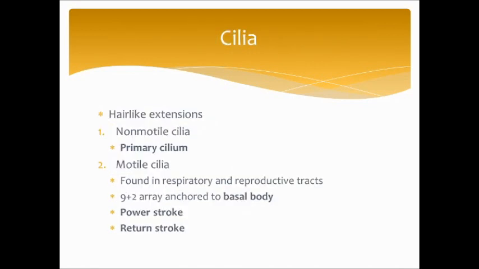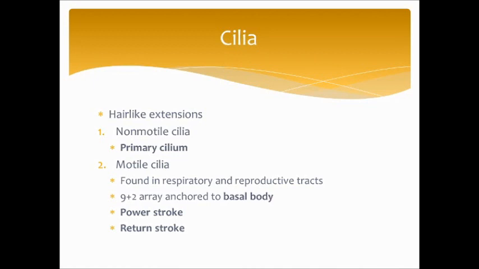Cilia are hair-like extensions that arise from cells. There can be non-motile cilia, also known as a primary cilium. The primary cilium detects any environmental differences. And then there's motile cilia, which is found in the respiratory and reproductive tracts.